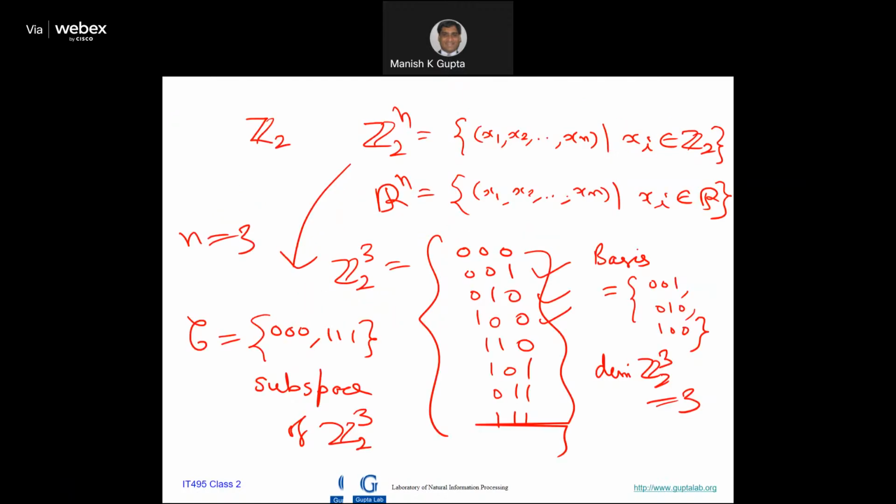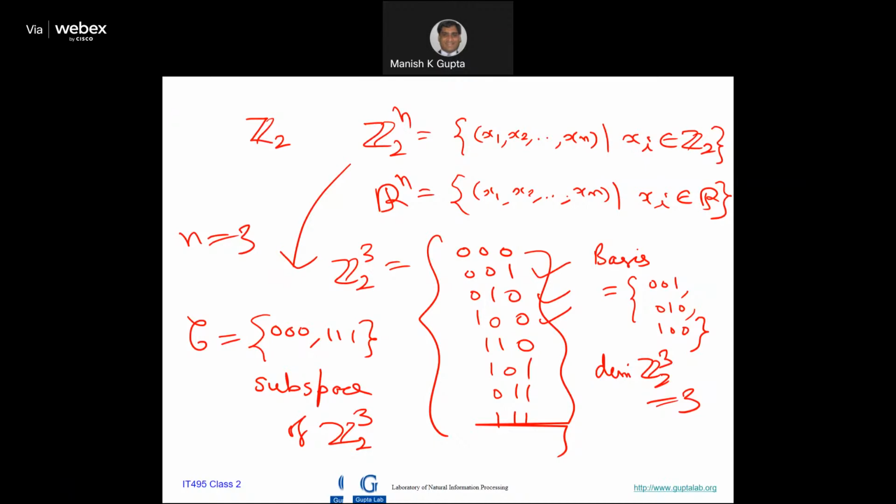So one space will be 0, 0, 0, 0, 0, 1. One space will be 0, 0, 0, 0, 1, 0. Another space will be 0, 0, 0, 1, 0, 0. Another will be 0, 0, 0, 1, 1, 0. Another will be 0, 0, 0, 1, 0, 1. Another will be 0, 0, 0, 0, 1, 1 and 0, 0, 0, 1, 1, 1.